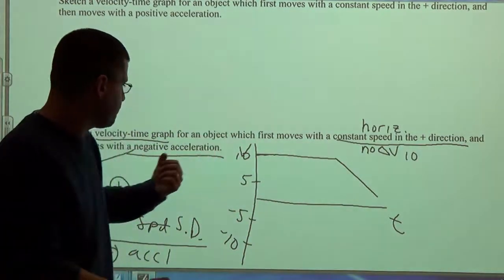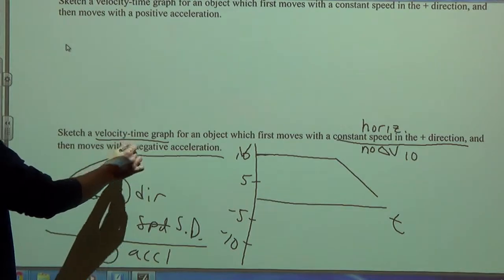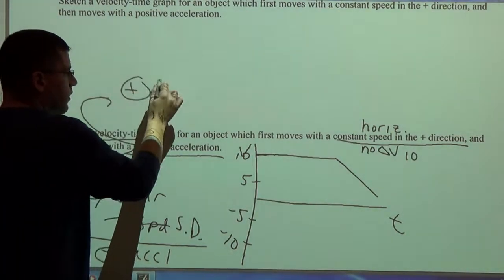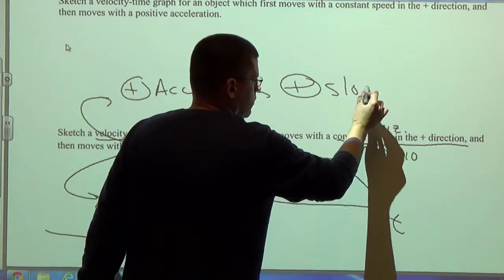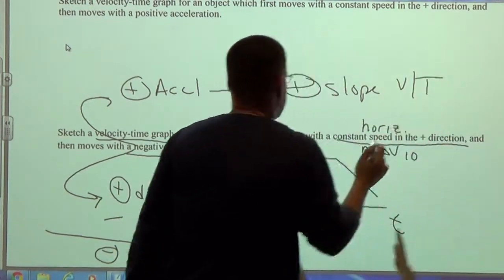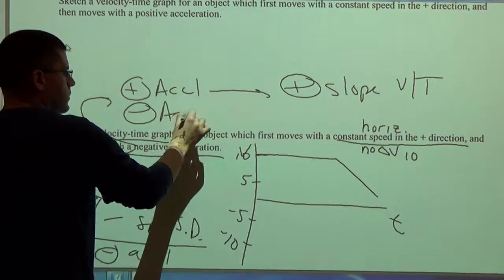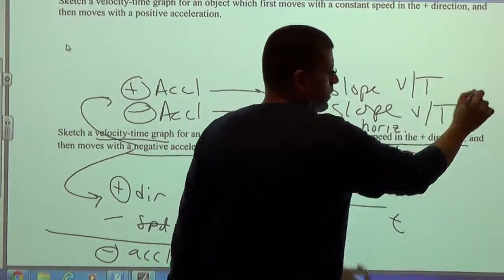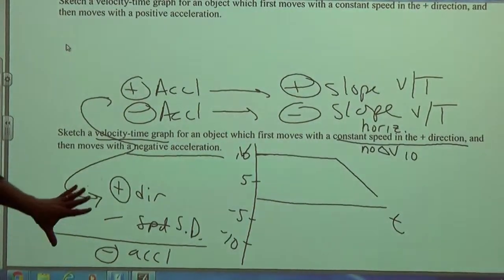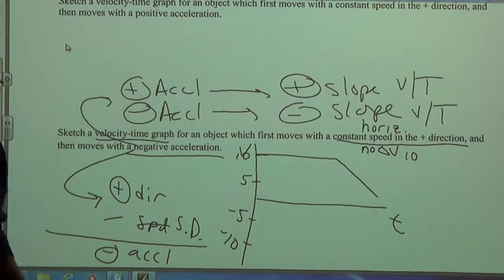And again, remember this, and I'm going to write this up here. Positive acceleration gives you a positive slope on a VT graph. Negative acceleration, negative slope, and we talked about this on a VT graph. Okay? So hopefully this helps. This should clean things up.